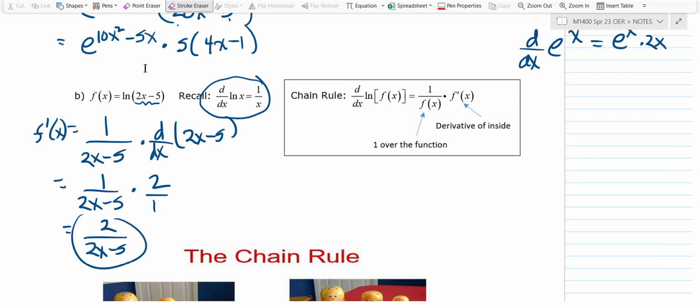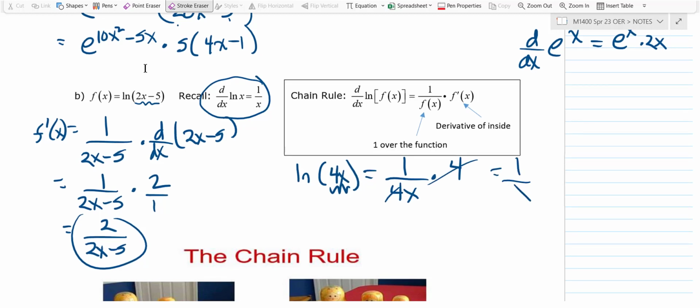That's the idea. So let me just kind of check you on a couple of things as I go through this. Let's say you were doing the natural log of 4x. Two-step process. What is it? 1 over the function times the derivative of what's inside, which is what? 4. There's your derivative. Now, you could cancel out the 4's on that. You do whatever algebra you can do. Okay, so that's the idea.